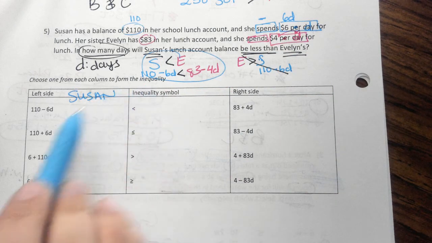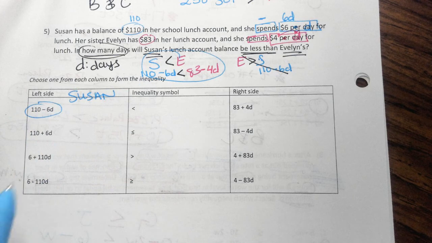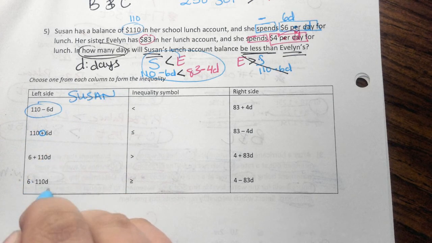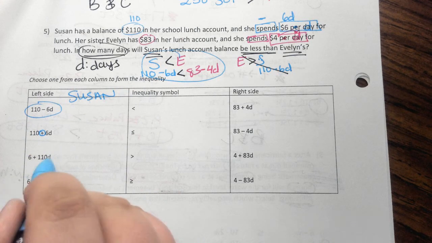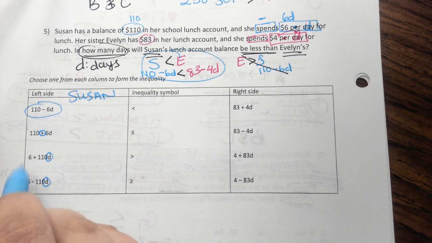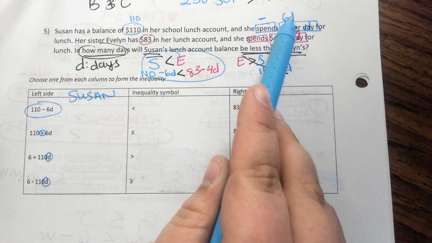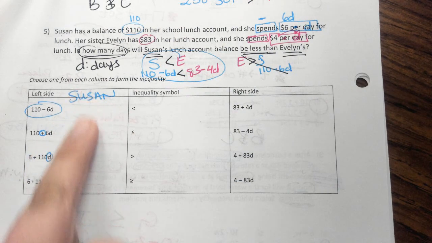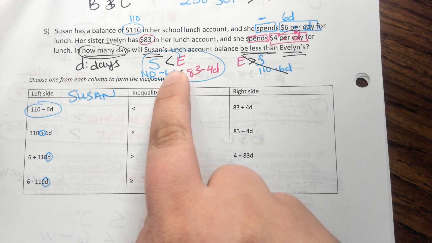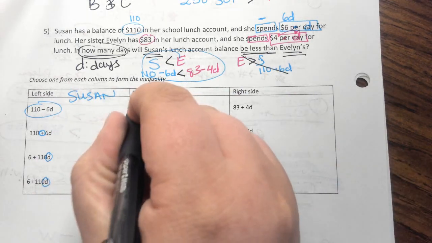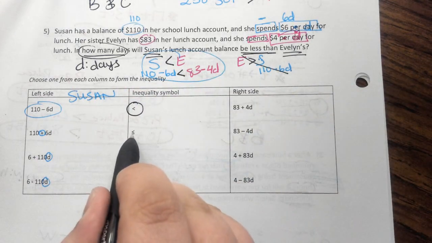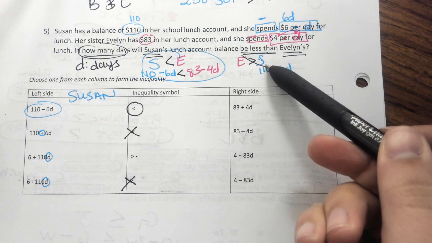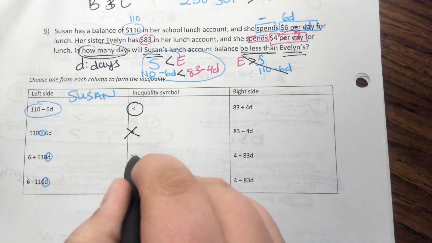So Susan was 110 minus 6D. What's wrong with this one is that there's a plus sign. What's wrong with the last two? D is attached to 110. D should be attached to 6 because we're talking about $6 per day, not $110 per day. If Susan's expression is on the left, then we have to use the less than symbol. This has an or equal to, and we're not using that. And this would only be right if Susan was on the right and Evelyn was on the left, so not this one either.